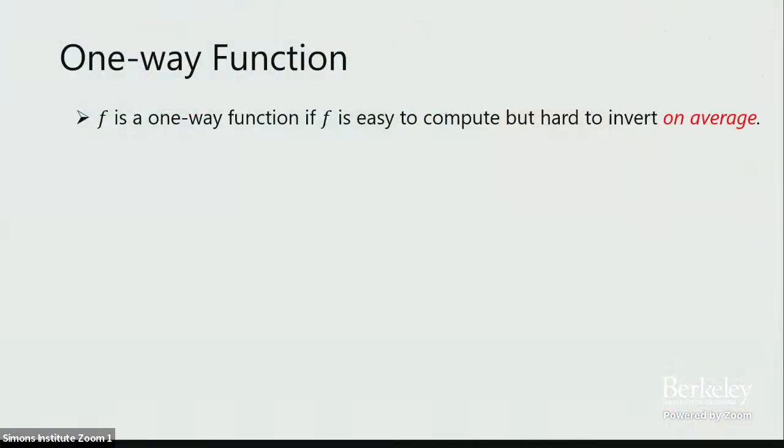So I'm going to talk about the relations between one-way functions and NP-hardness of meta-complexity. Let me remind you of the definition of a one-way function. F is said to be a one-way function if it's easy to compute, but hard to invert on average. So it's defined with respect to the notion of average-case hardness.